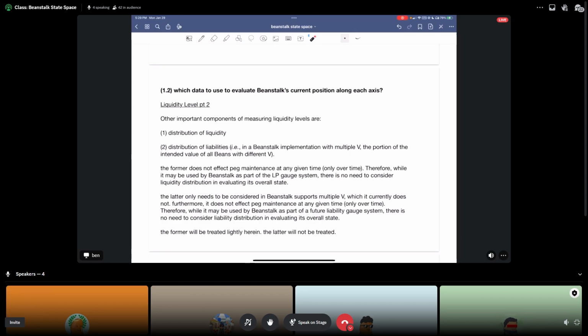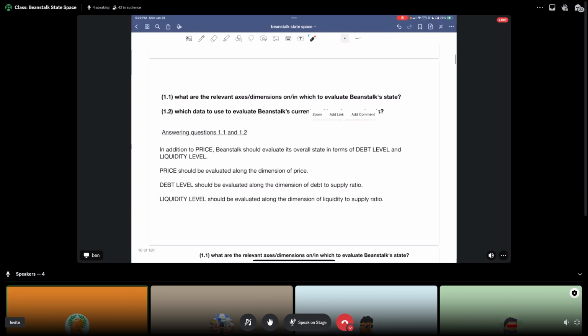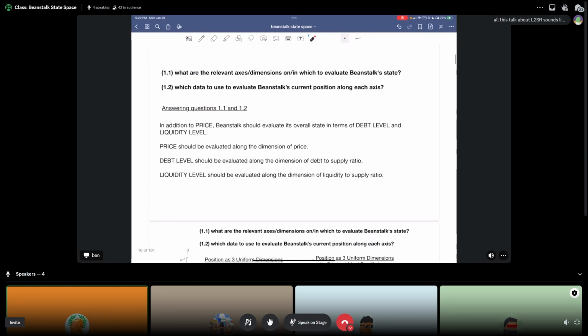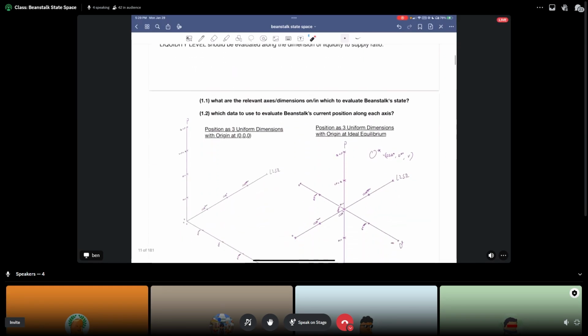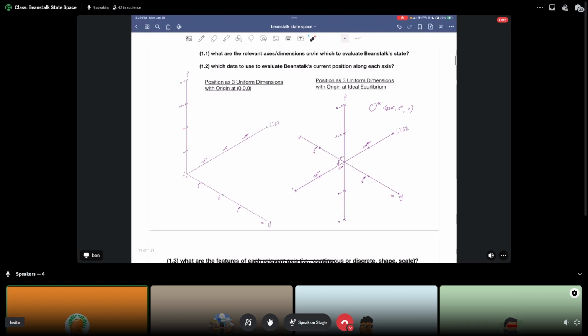So anyways, where does this leave us? We've got three dimensions on which to measure Beanstalk: price, debt level, and liquidity. And we're going to measure price as a price, debt level as debt to supply ratio, and liquidity level as liquidity to supply ratio. What does this look like if we're talking about space?